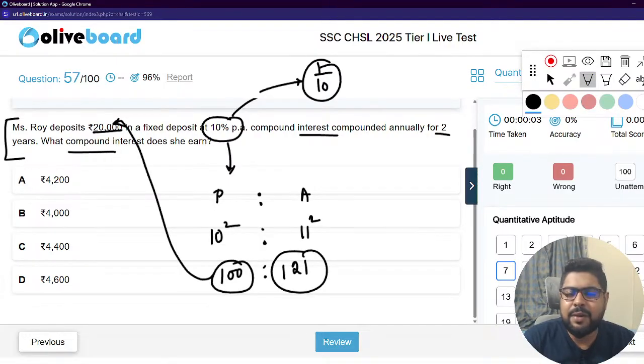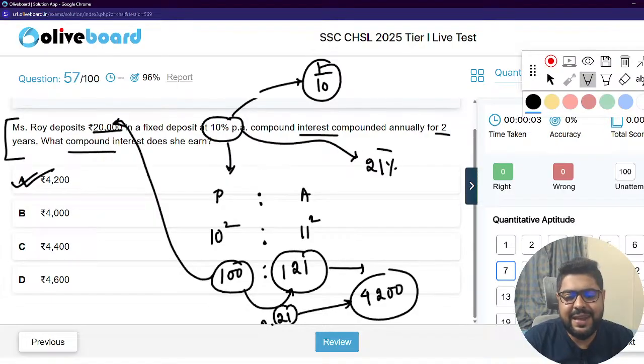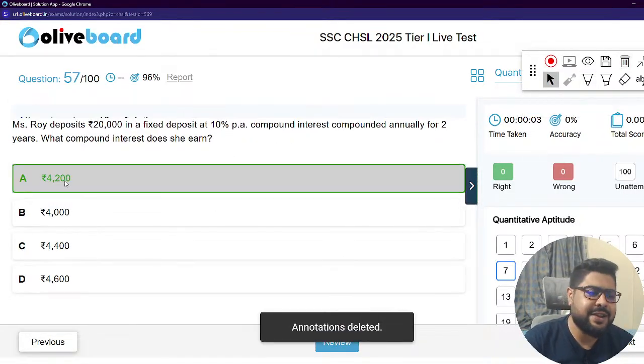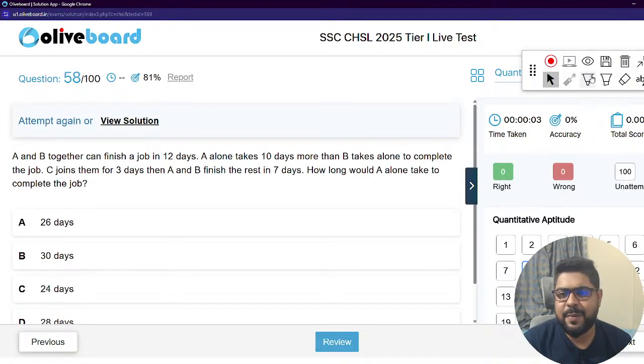121 we don't need. Interest is 21. 21 parts will be 4,200 rupees. Very, very simple. Or if you want to do it by the AB theorem, 2 years interest will be 21%. A plus B plus AB by 100. 21% of 20,000 will also give you 4,200. Whichever you prefer. This was the free hit question. It was a one line question. Absolutely, Rina. Very good.